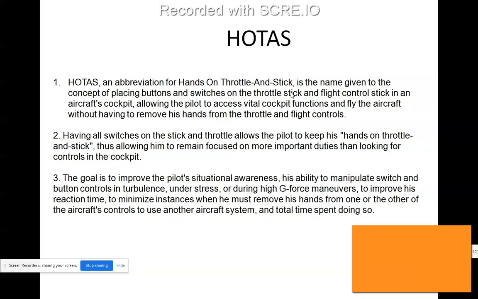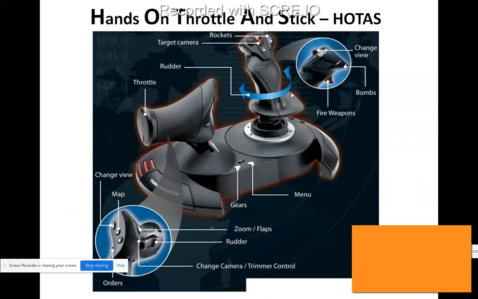So he can achieve awareness and the ability to manipulate the switches and control buttons during turbulence, under stress, and during g-force maneuvers. So the reaction time will be minimized by using the HOTAS, that is hands on throttle and stick. This is the hands on throttle and stick diagram, which looks like a throttle shape.